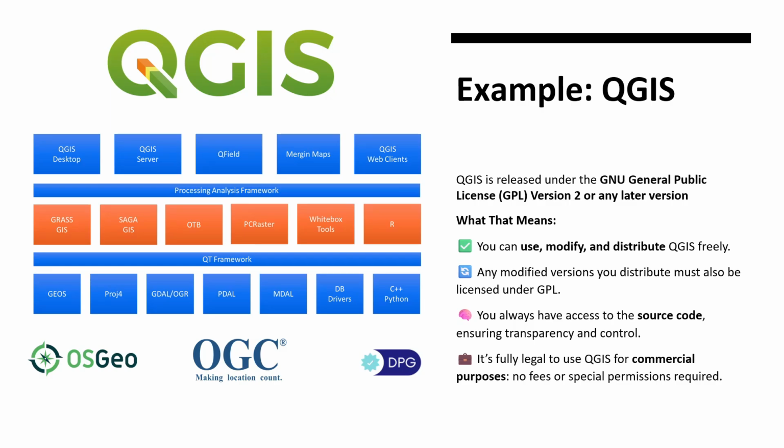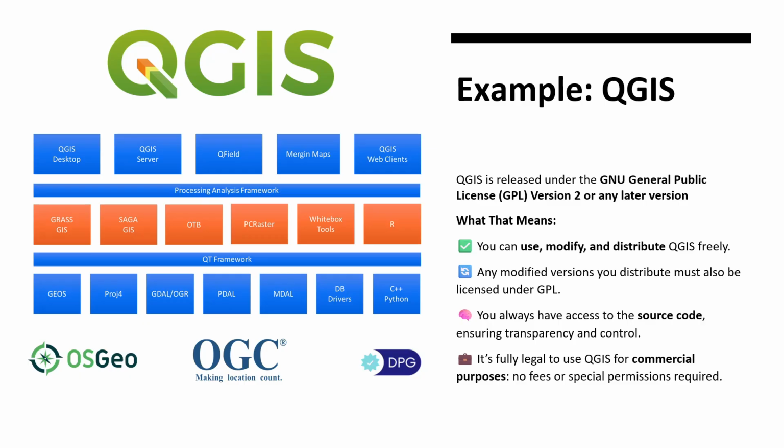Let's look at a concrete example. QGIS. QGIS is a powerful, professional-grade geographic information system built entirely from open-source components, libraries, packages, and other GIS tools. It's a testament to what community-driven development can achieve when aligned with public value. It's released under the GNU General Public License version 2 or any later version. But what does that mean in practice?